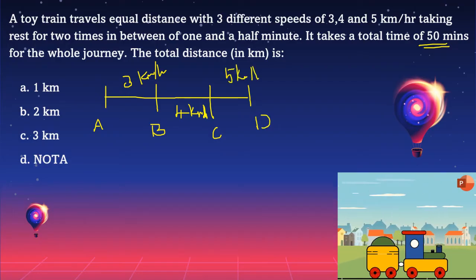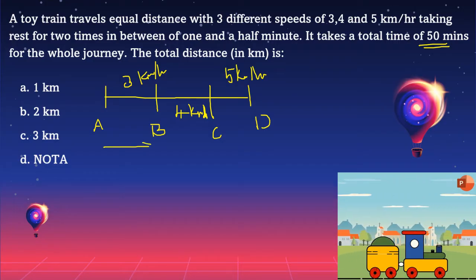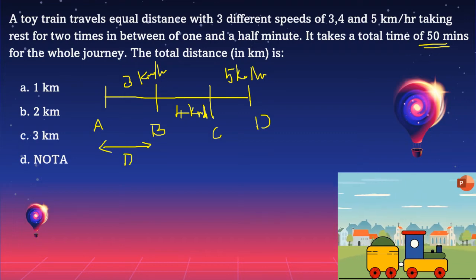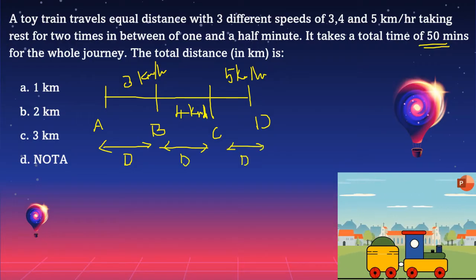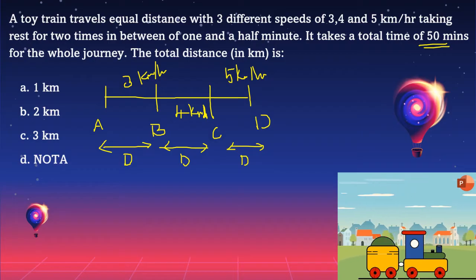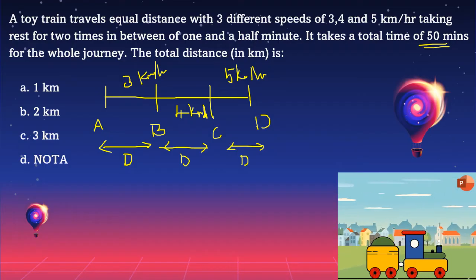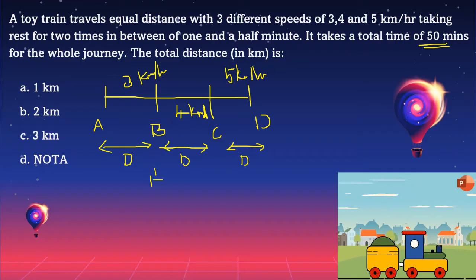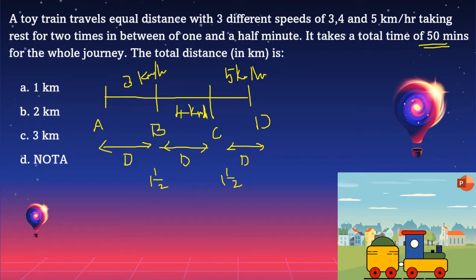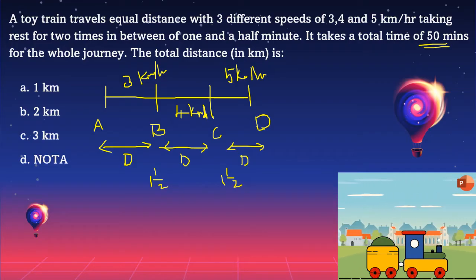So we have the toy train traveling three equal distances. So you can mention the distance between point A to point B as d, again point B to point C as d, and point C to point D as d again. So these three intervals are equal distances, but only the speed differs. So it is also taking rest for 2 times in between of 1.5 minutes. So here is some 1.5 minutes and here is some 1.5 minutes. So totally from point A to point D, it takes a time of 50 minutes.